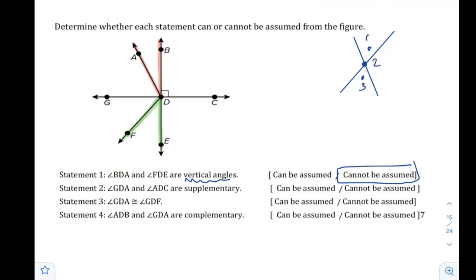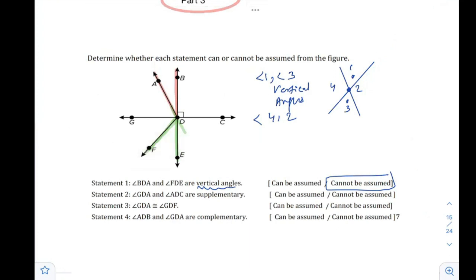Let's name 1, 2, 3, 4. So angle 1, for example, and angle 3 are called vertical angles. Also, angle 4 and angle 2 are called vertical angles. Usually, vertical angles are congruent. They are equal in measure. So to be vertical with that, this should be extended like this, and this is extended. So this is vertical with that, not the ones that are mentioned here. So we cannot assume. This is one of the questions that you should be careful about. So this is not true.